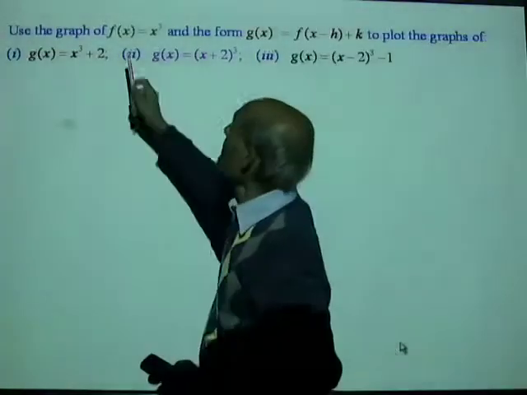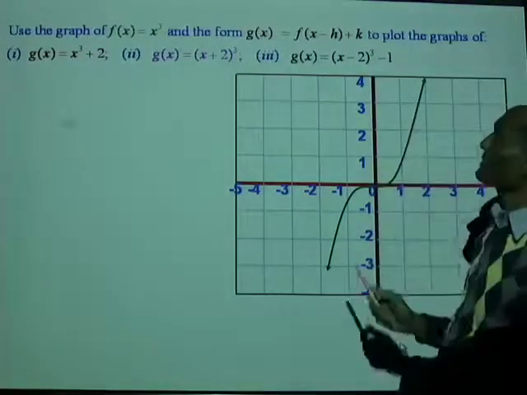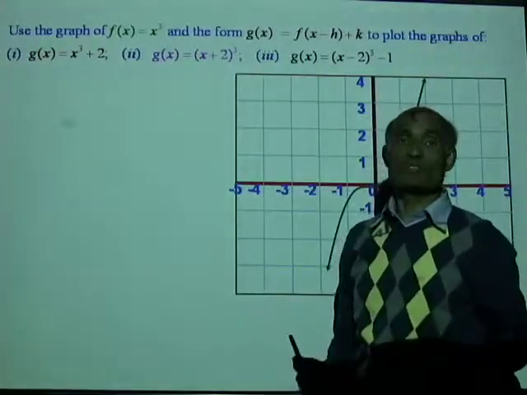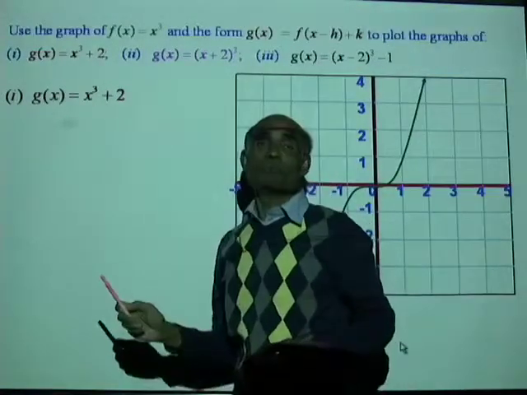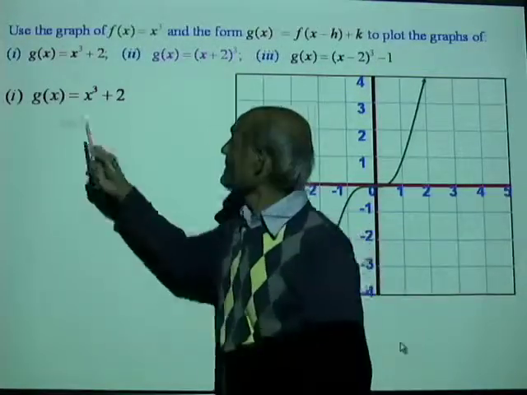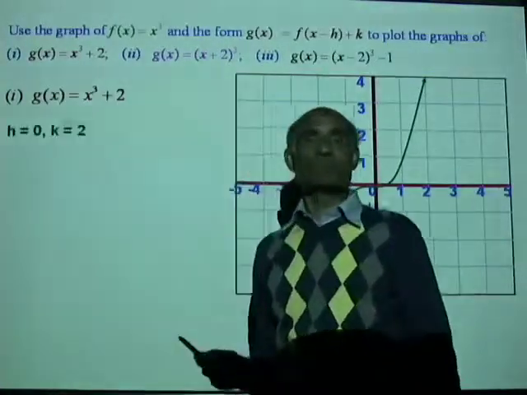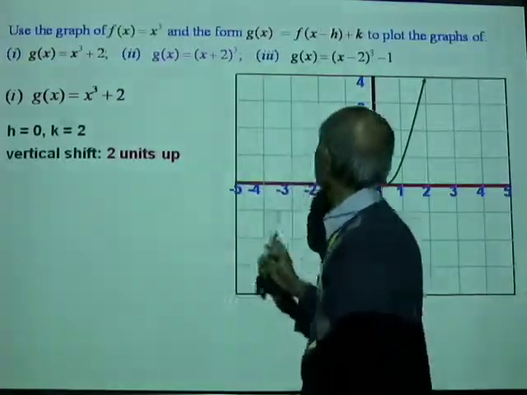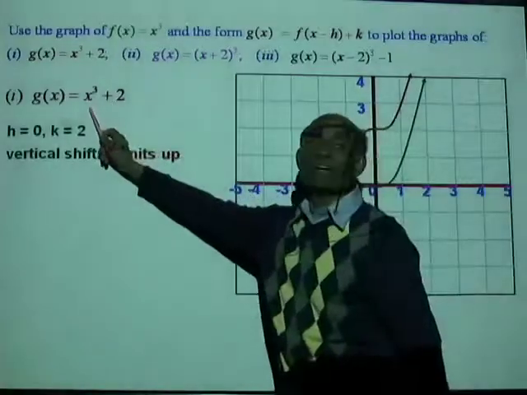Another one, graph of f of x equal to x cubed. That's the basic graph. We use that to graph these three given functions. First we have g of x equal to x cubed plus 2. Tell me, what is the h value here for the horizontal shift? There is no h there, so h is 0. K is 2. So h equal to 0, k equal to 2 means a vertical shift 2 units up. You simply move this 2 units up. That is the graph of x cubed plus 2.